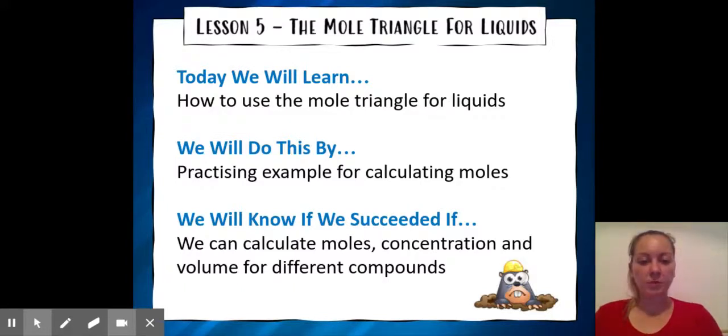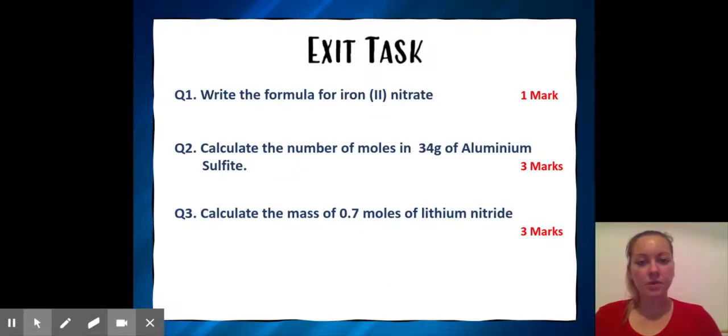So we wanted to be able to calculate moles, concentration and volume for different compounds. Let's have a wee look at our exit task. We have 3 questions worth a total of 7 marks. Number 1 is write the formula for iron 2 nitrate. Now remember, if you have Roman numerals, they tell you the valency of the transition metal.